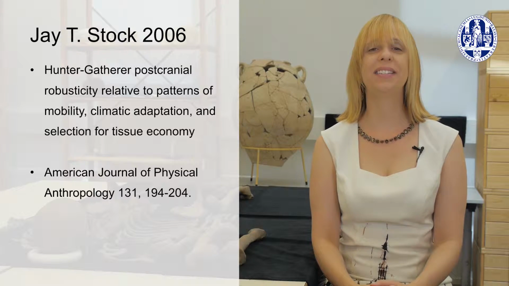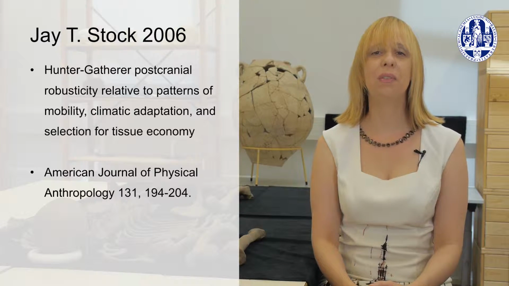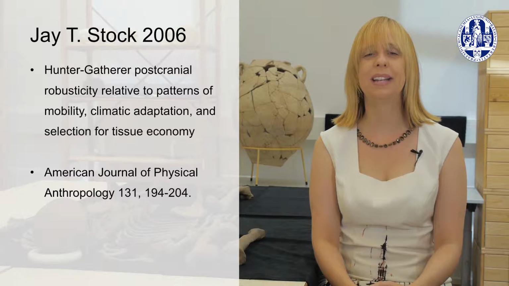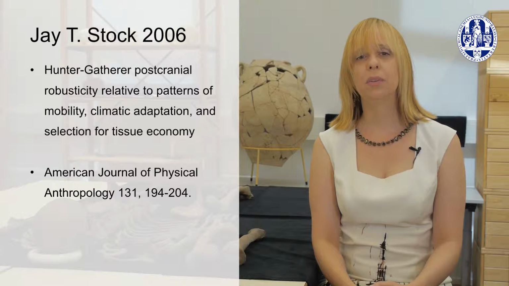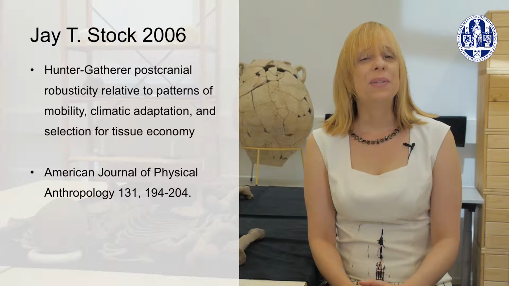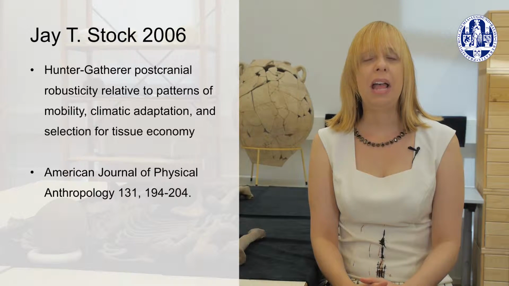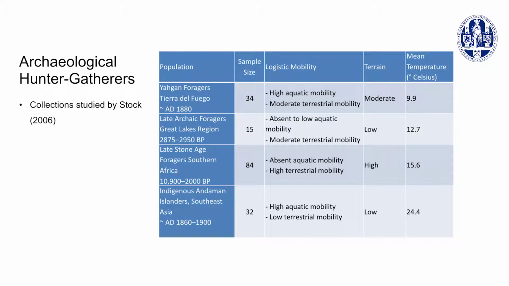This leads us into our case study on bone biomechanics by Dr. J. Stock, who looked at 4 different hunter-gatherer populations that lived in different climates and at different types of logistical mobility. Long bones from the arm and leg were studied, but we will focus here on the outcome of the lower limbs. The purpose was to investigate the effect of both climate and mobility on bone cross-section properties. The 4 populations that were studied, along with the size of the sample that was analyzed, the nature of the population's aquatic and terrestrial logistical mobility, and the amount of relief in the terrain are shown here.